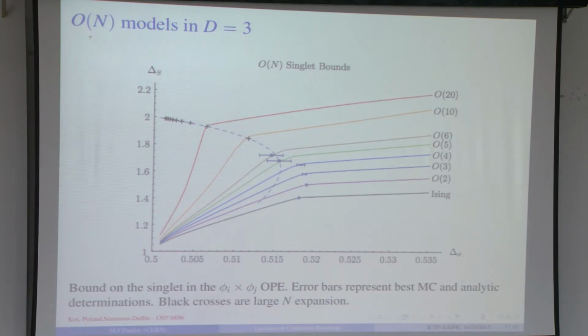Okay? So in 2 dimensions, O(1) you get Ising, then there's the O(2) model, and there seems to be a family of kinks for any n. Okay? And it matches very well with what was known from Monte Carlo and large n expansion.